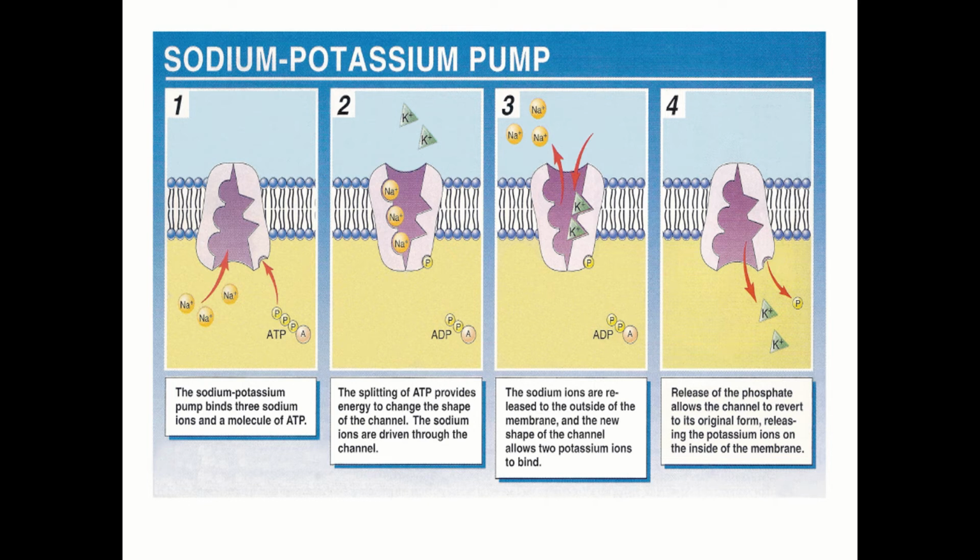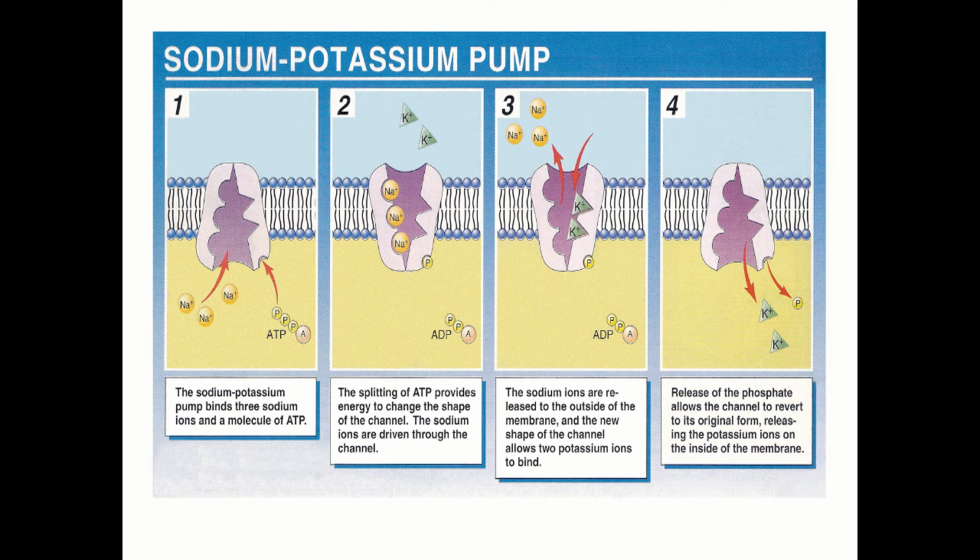Tapos ngayon naman kapag na-release na, mag-change shape uli itong integral protein natin. Mula sa palabas, magiging papasok na uli yung kanyang shape. So kapag naging papasok na uli yung kanyang shape, yung potassium ion naman will be released towards the inside of the cell. Now, the release of the phosphate allows the channel to revert to its original form, releasing the potassium ions to the inside of the membrane.